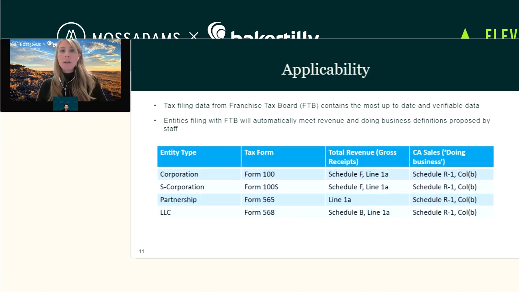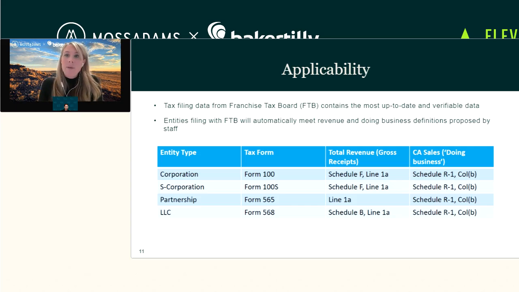Okay, so during CARB's most recent workshop, they did also speak more broadly about applicability and some of the efforts they're moving through in order to determine which entities are in or out of scope for reporting.